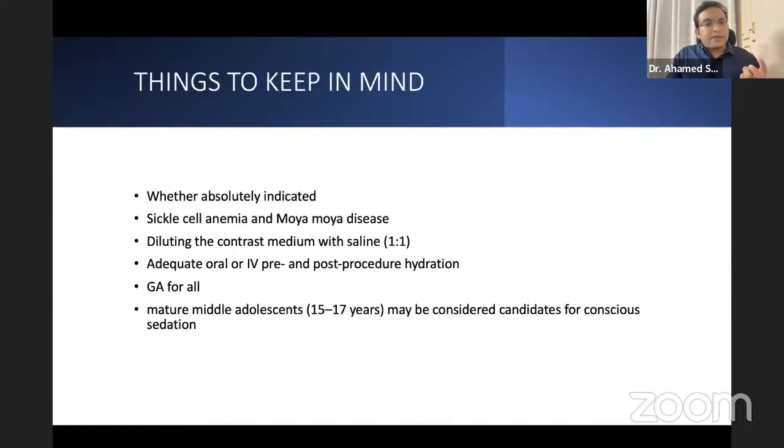Things to keep in mind: dilute the contrast medium with saline if absolutely indicated, with adequate oral or IV pre and post procedure hydration. GA for all, meaning that if there is a small child who is unable to understand our commands, then it is ideal to go for a GA rather than risking it with local anesthesia. Conscious sedation can also be tried in children above 10 to 15 years of age.